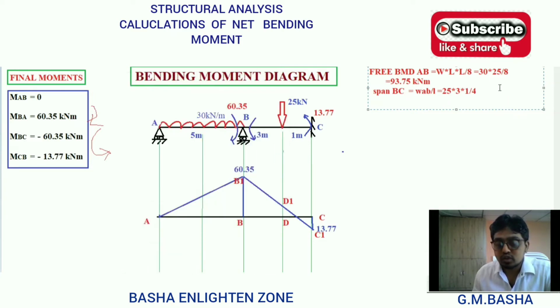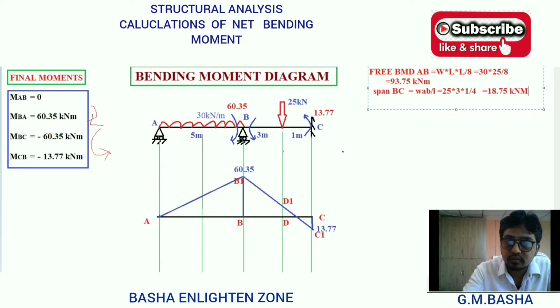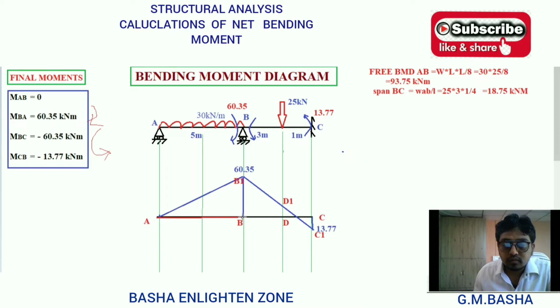So your BMD value will be 18.75. Based on these ordinates, I am drawing the triangle for the span BC. See here, this is the ordinate of 93.75. This is the ordinate of 90.375.